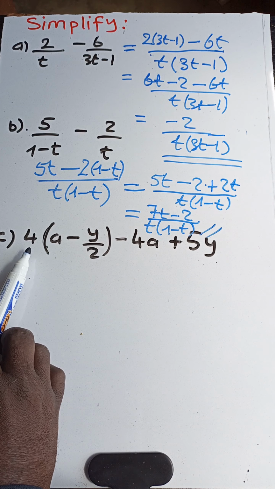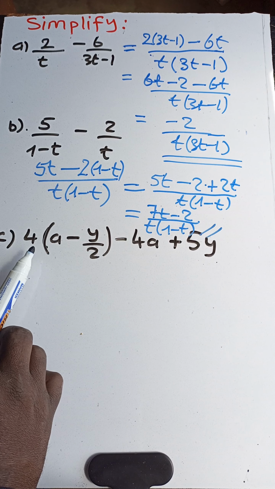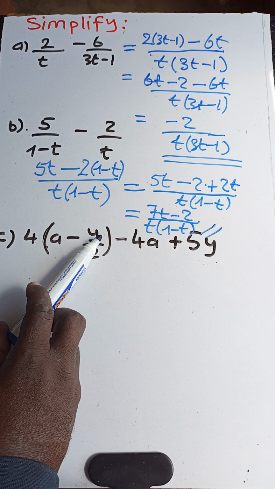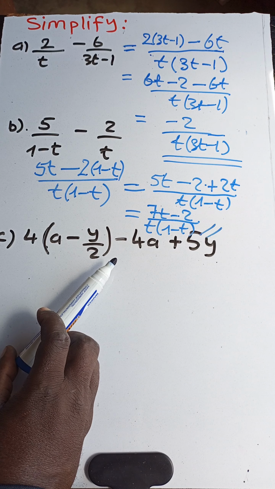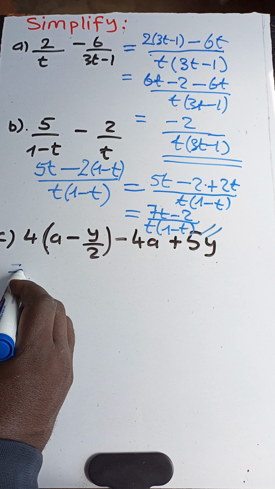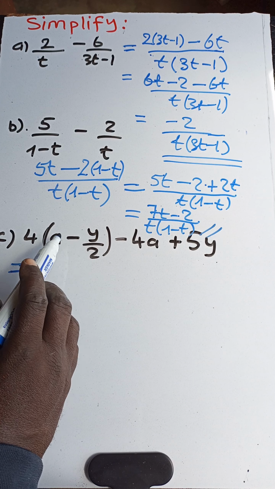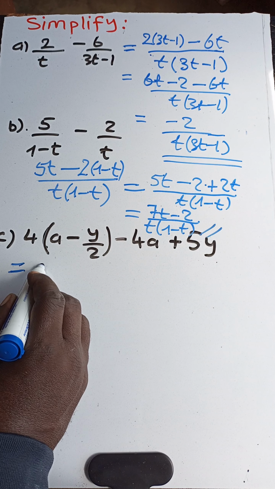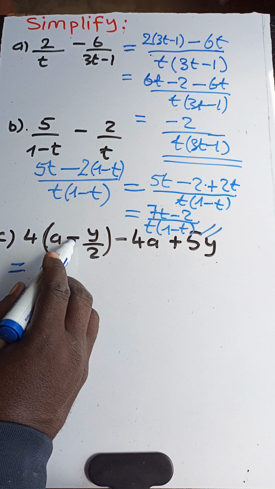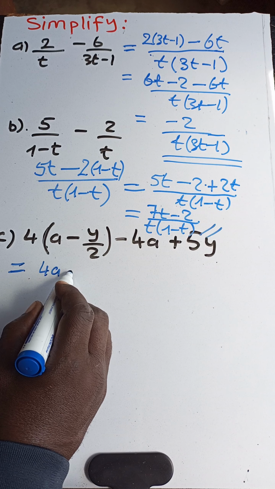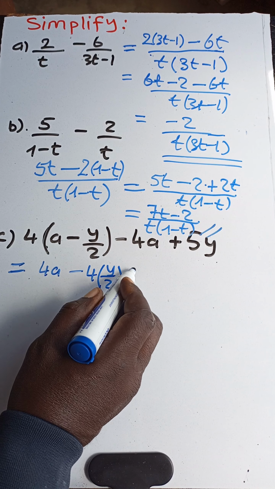Now look at the third exercise. Now our variables are a and y. We have 4 into a minus y all over 2 minus 4a plus 5y. Okay, so we have to start by opening this bracket. We open this bracket, 4 multiplied to a is 4a. 4 multiplied to negative y all over 2. We have negative 4 into y all over 2.